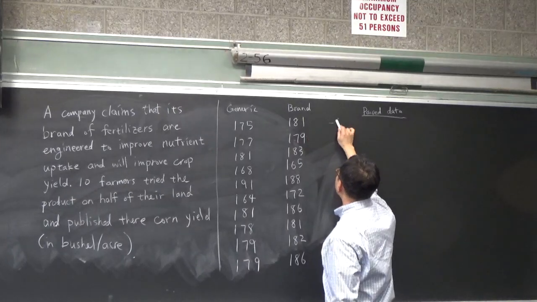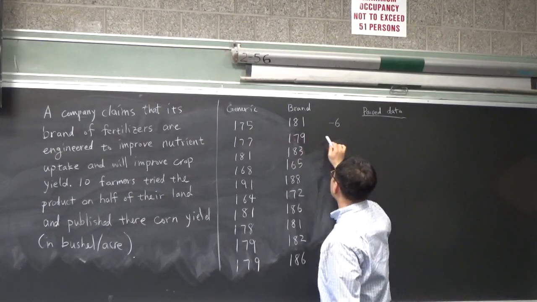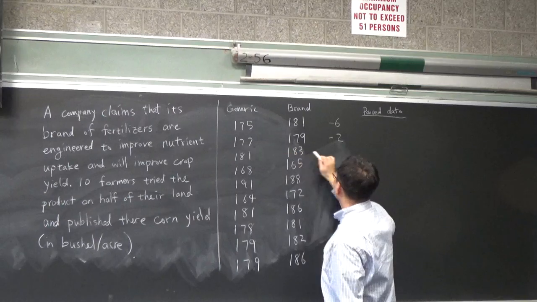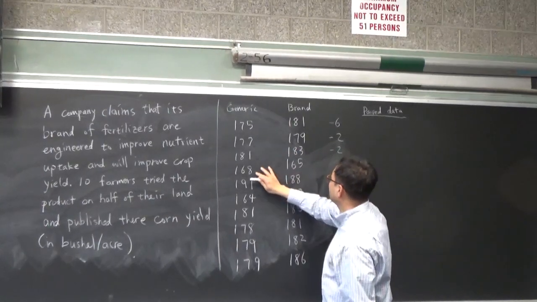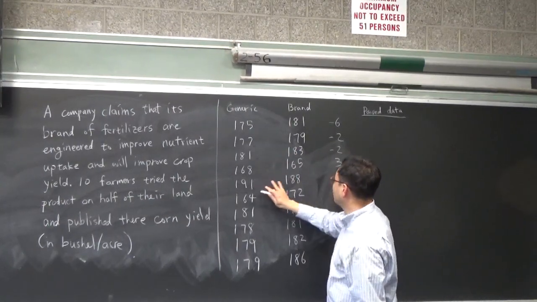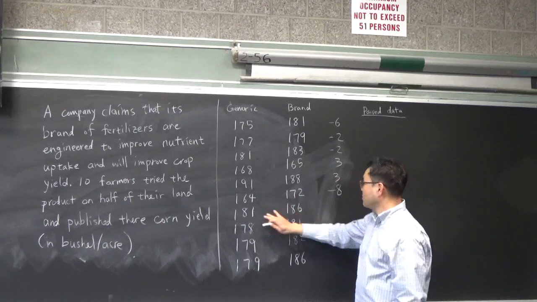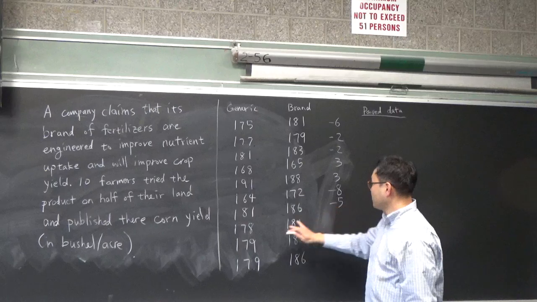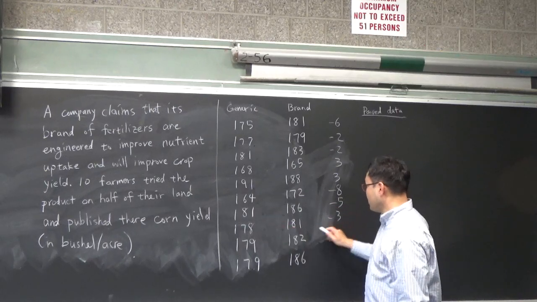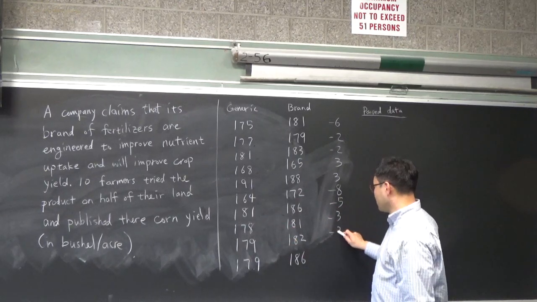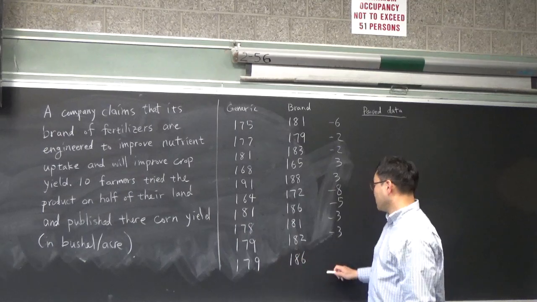That's -6, -2, -2, +3, +3, -8, -5, -3, -3 again, and then -7.